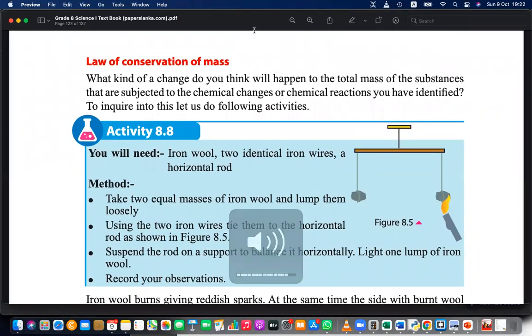Yes? Hello? Can you hear me or cannot? Can, sir. So is it clear to you, or is it difficult to understand?